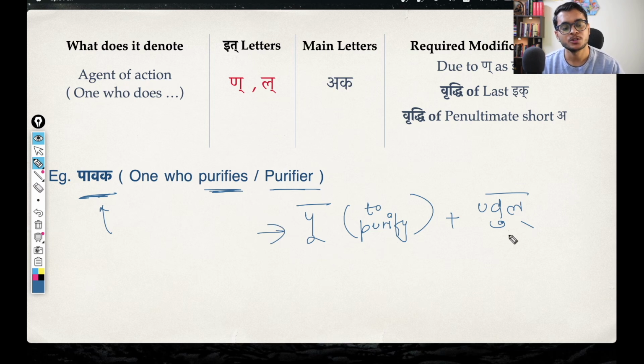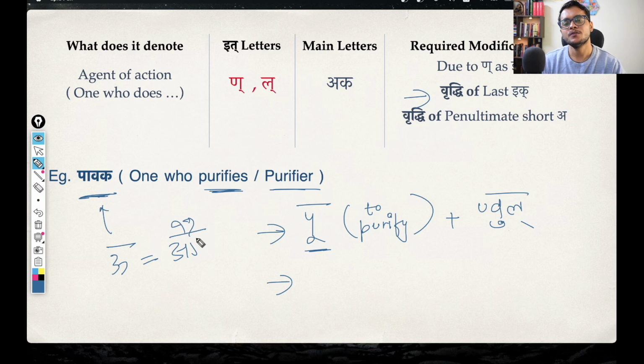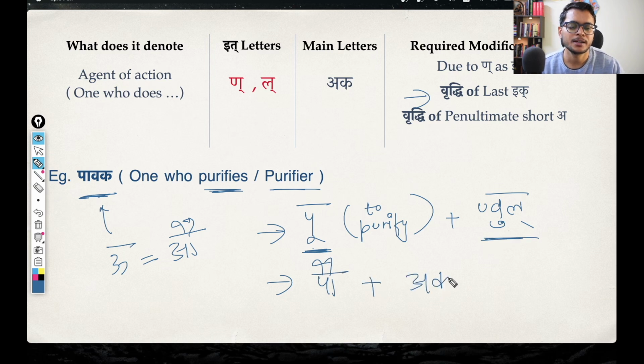And this dhatu is again being modified using nuval pratyay. Since nuval pratyay has a na as it, the vriddhi of last ik will happen. So as the last ik vowel, you have this dirgha u. And the vriddhi of u we know is au. Just as in the last example we saw, vriddhi of i is ai, so vriddhi of u is au. So this pu changes into pau, due to that required modification. For nuval, we know the main content is aka.